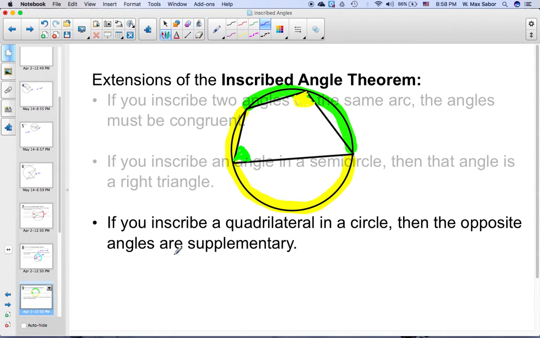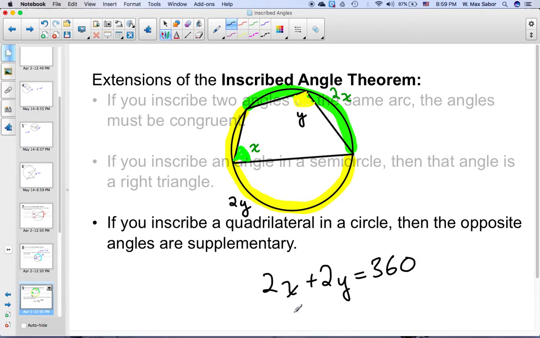And if you inscribe a quadrilateral in a circle, then the opposite angles are supplementary. So that's saying that if here's x and here's y, x faces part of the circle, so this will be 2x altogether. Y faces the other part of the circle, so that'll be 2y together. So 2x plus 2y will be 360. And then if we divide that by 2, we'll get x plus y is 180. So the opposite angles add up to 180. These two angles must add up to 180.